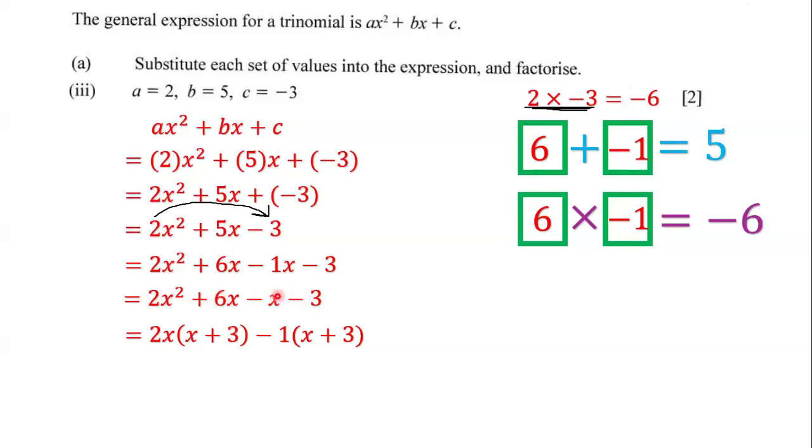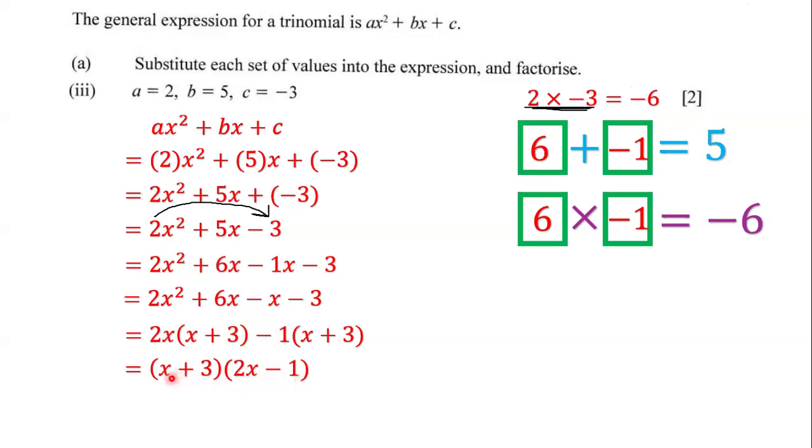Now for the second part of the expression, we factor out a -1. We are able to factor out a -1 because -1 times x is -x, and -1 times +3 is equal to -3. And notice that we have x plus 3 in this term and x plus 3 in this term. So that means that x plus 3 is a common factor of these two terms. So we're going to factor out x plus 3. And when we factor out x plus 3, we are left with 2x minus 1.